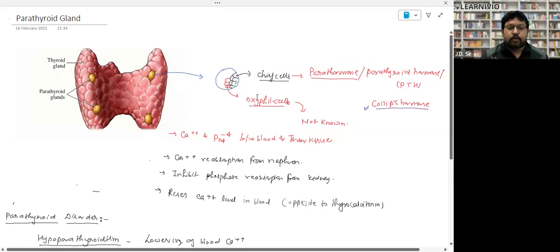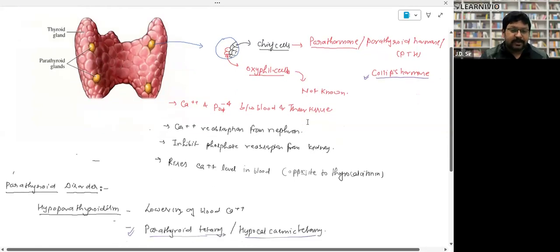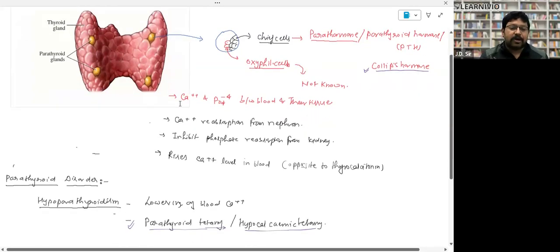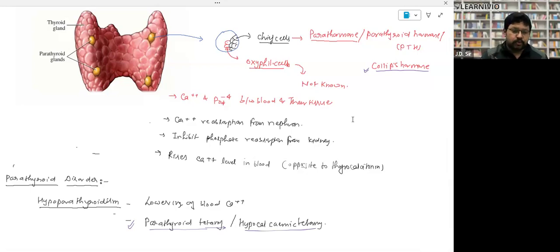These glands are made up of chief cells and oxyphil cells, right? Chief cells secrete parathormone, or parathyroid hormone, PTH, right? This is also called Collip's hormone. The function of oxyphil cells is not known yet, right? The function of the parathyroid gland, or parathormone, is to maintain the level of calcium and phosphate ions between the blood and the tissues.